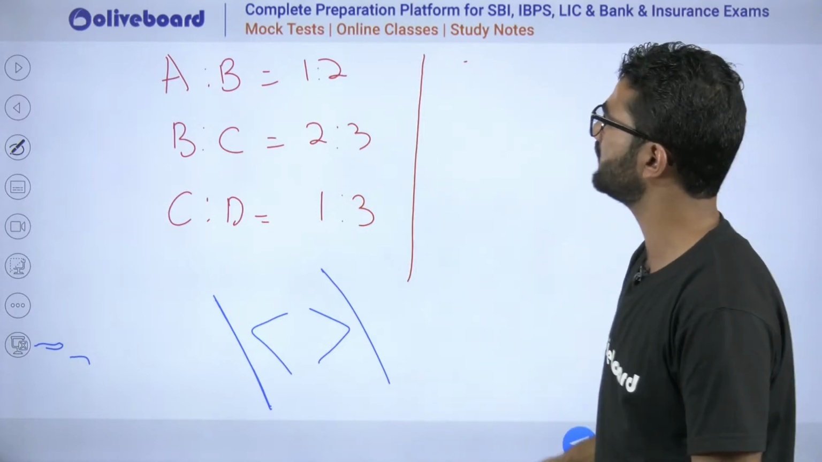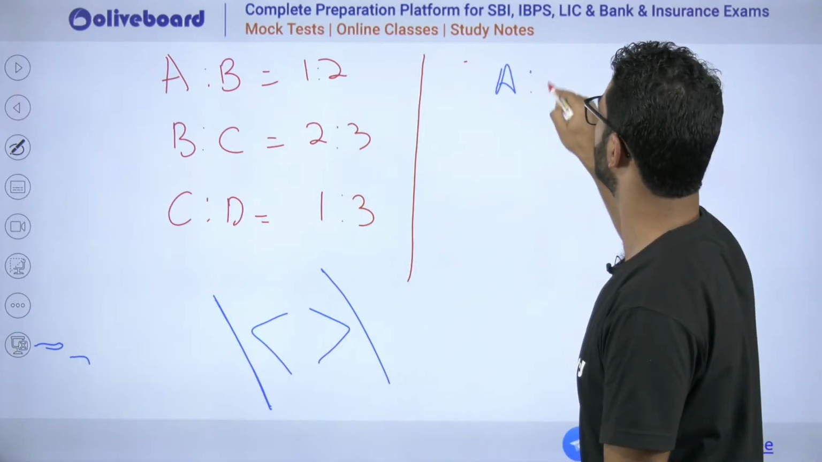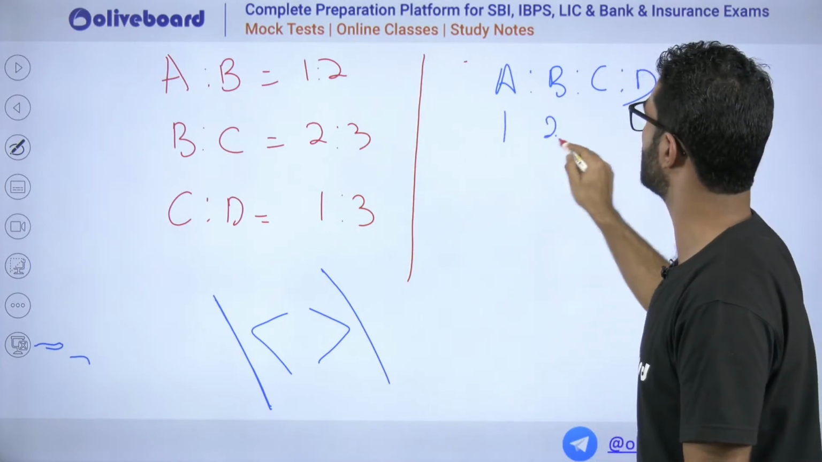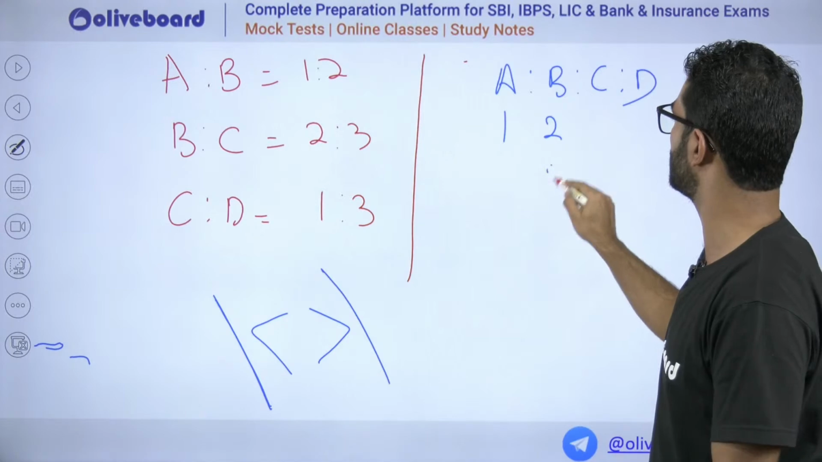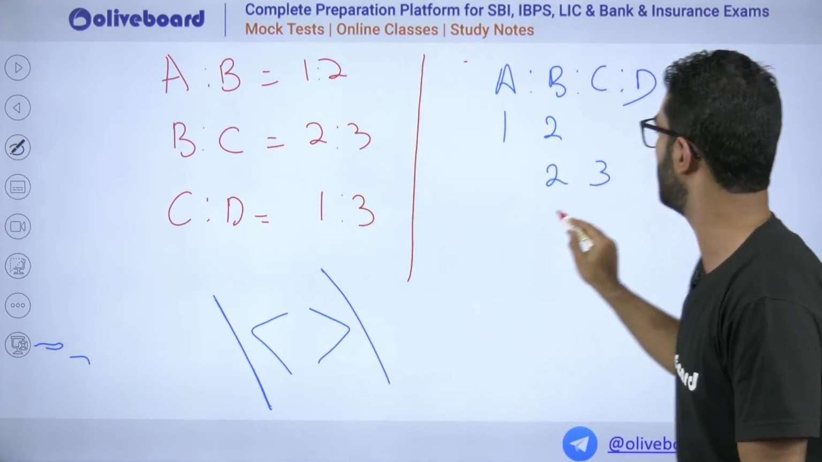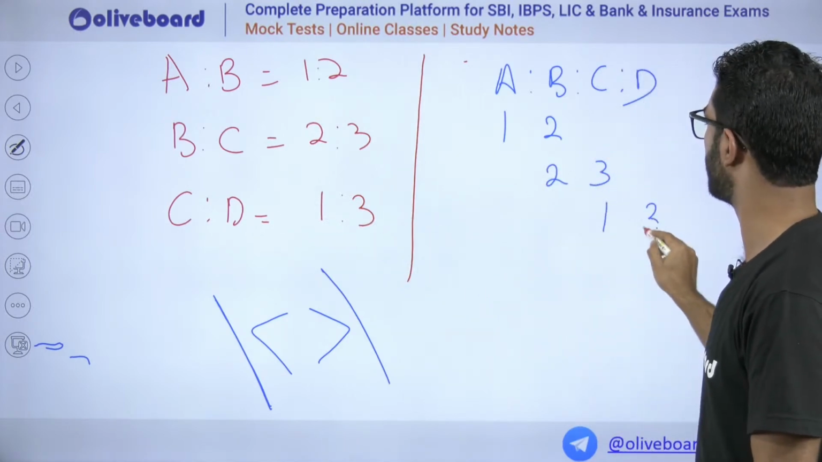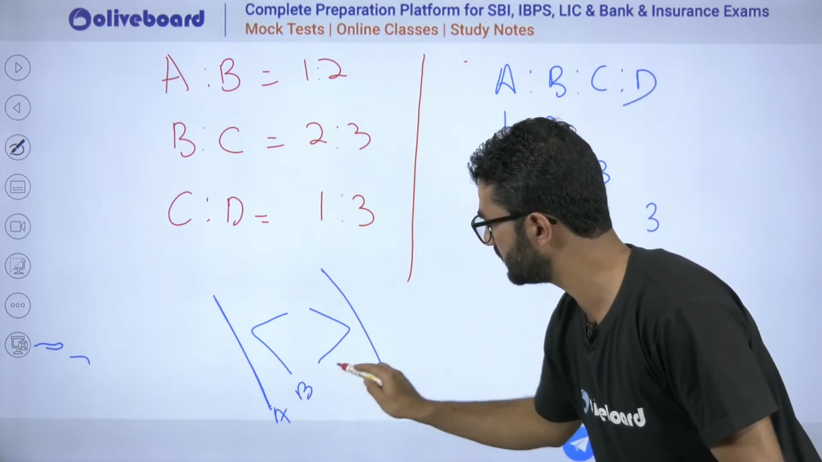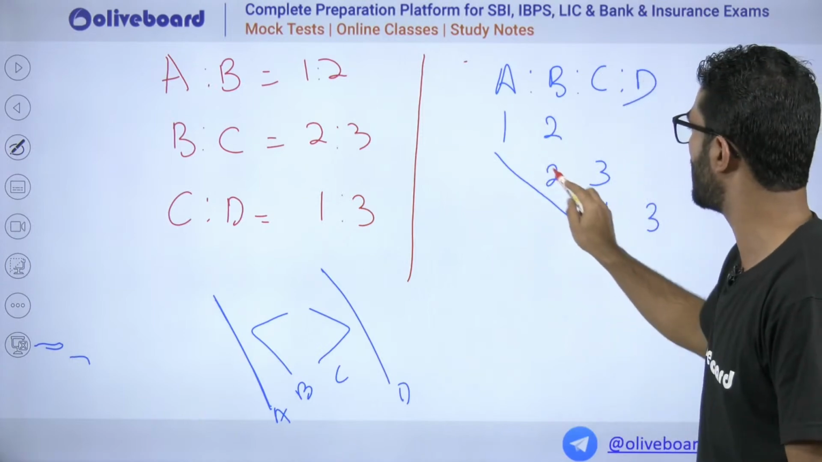To tackle this numerical, directly draw A is to B is to C is to D. 1:2 is for AB. For BC, it is 2:3. For CD, it is 1:3. This will be A, this will be B, this will be C, and this will be D. Simply, A is 1.